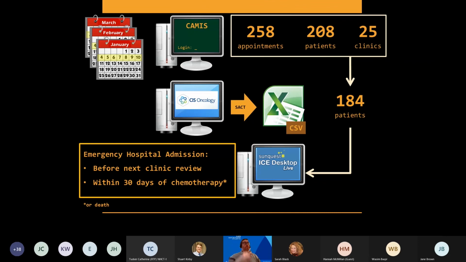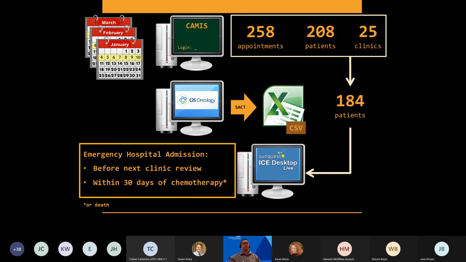We took the first week of each month for the first 3 months before COVID hit, and we looked at all my clinics and went through, merged in some SAC data in much the same process as I've described for the merging in of other data. And then we went through our other clinical systems and identified whether or not the patients got admitted to hospital within 30 days of chemotherapy or died, or whether or not they got admitted before their next clinic review.